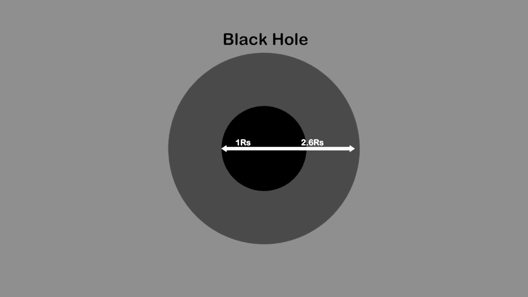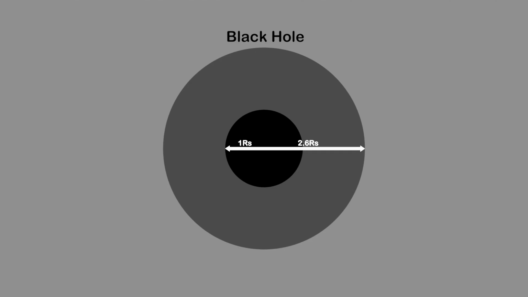A non-rotating black hole with no electric charge, however, appears much larger than this measurement, by 2.6 times. To explain why, we need to study the behavior of light in a black hole.